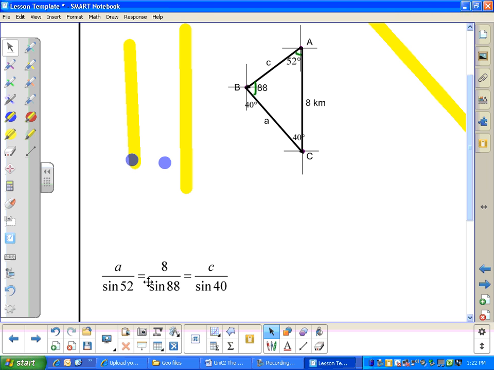Okay, so there's a few examples that have to do with bearings and parallel lines. The application problems really are all about reading and drawing the picture correctly. So we'll work on that in class on Monday or Tuesday.